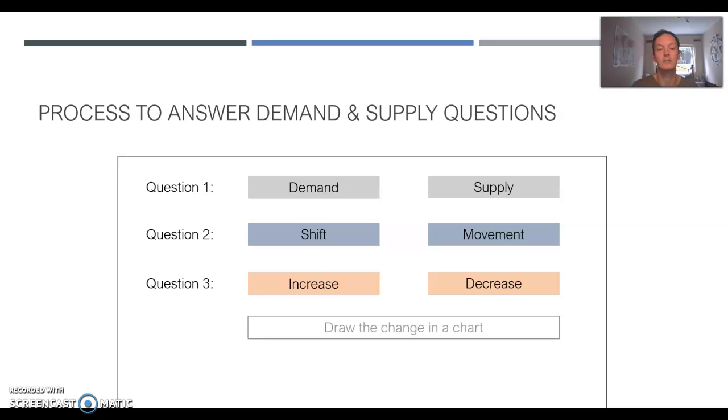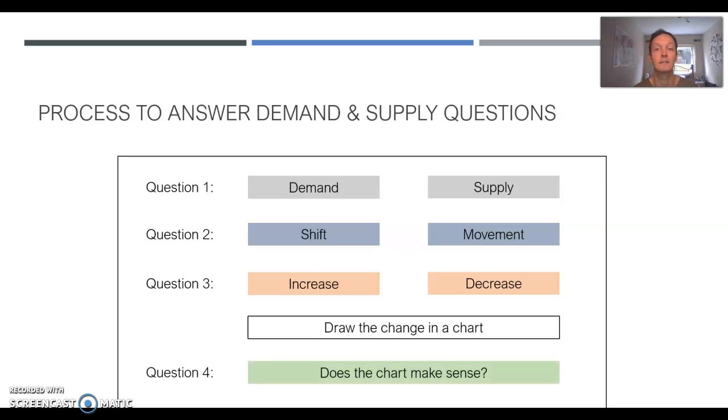And then what we do is we actually draw that in a demand and supply chart. Now, a particular question may actually ask you to draw it. But even if it doesn't, I want you guys to draw the change in the chart because that then enables us to ask this final question: now that I've done all that and I've seen the effect on price and quantity, does that actually make sense? And that enables us to do a quick check.